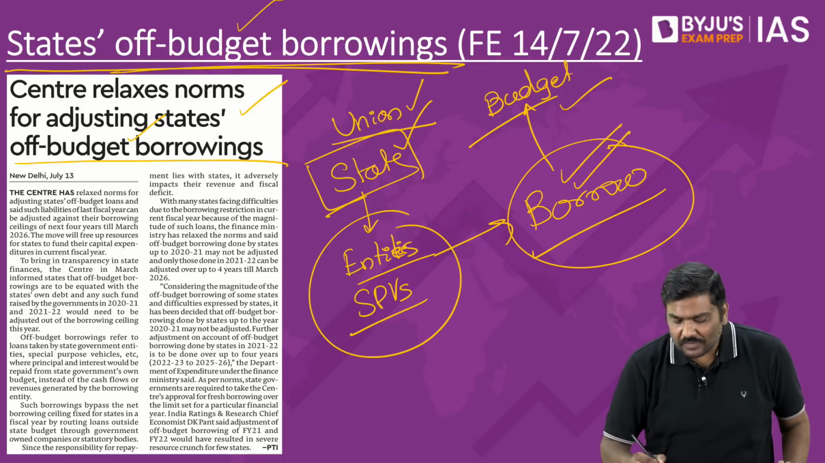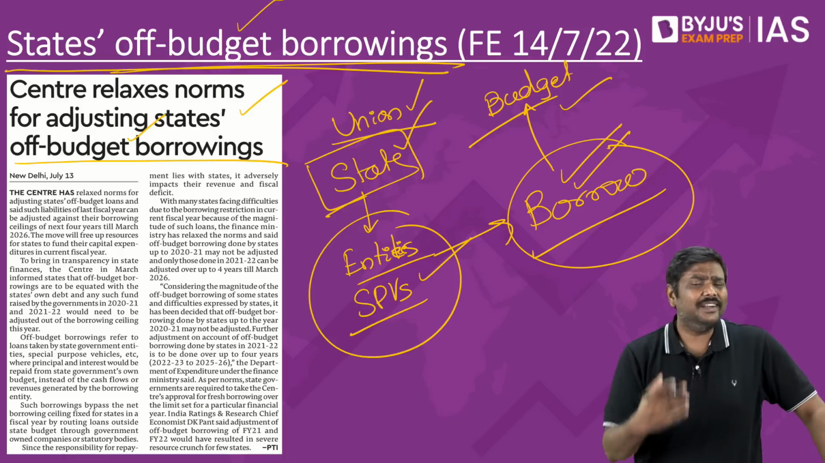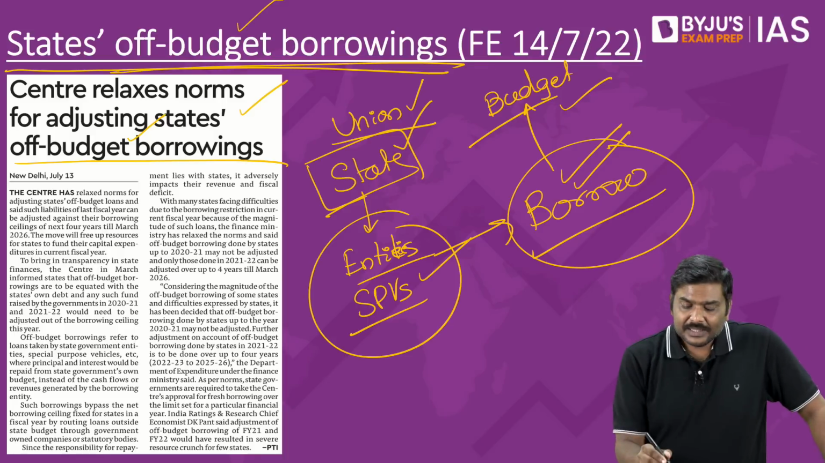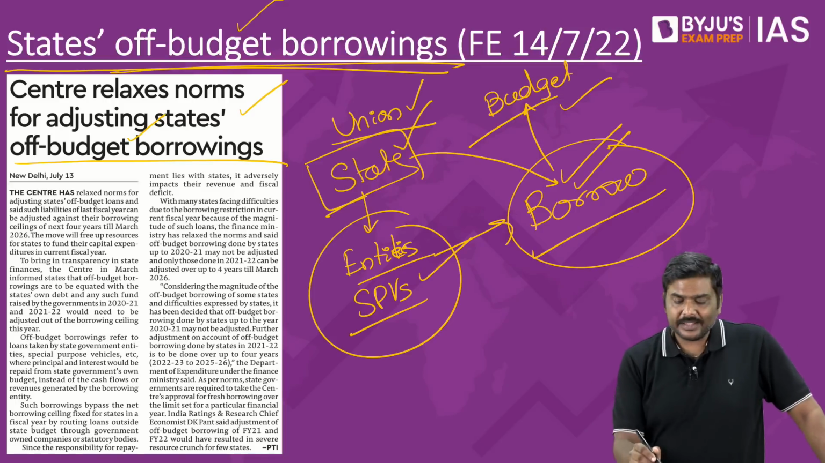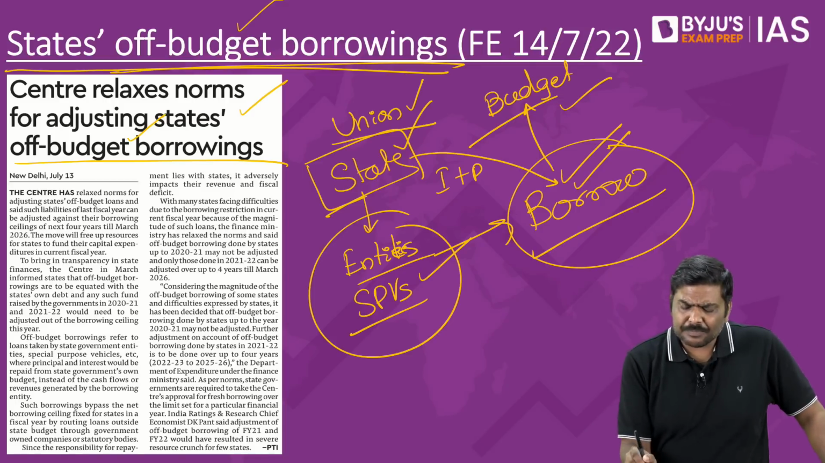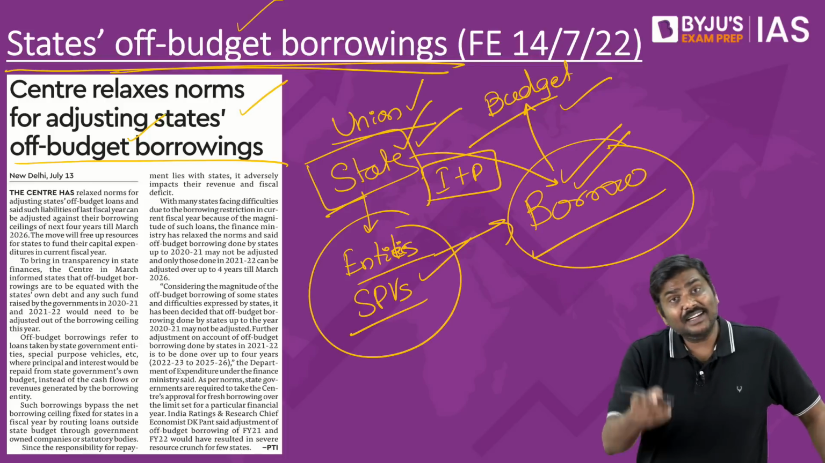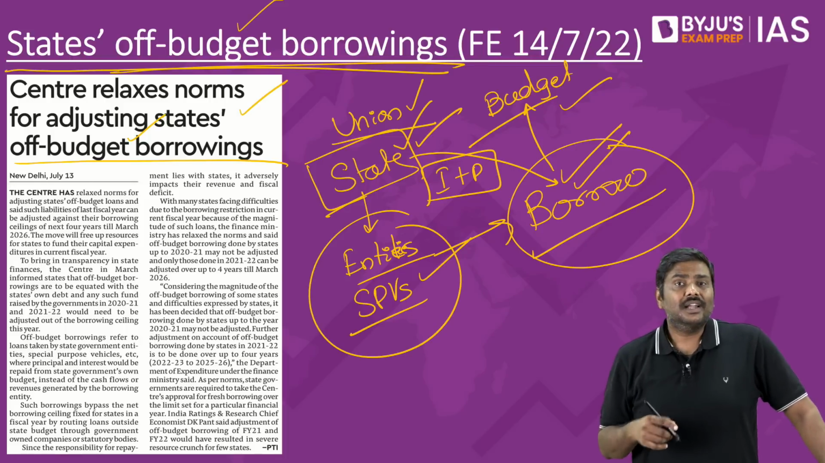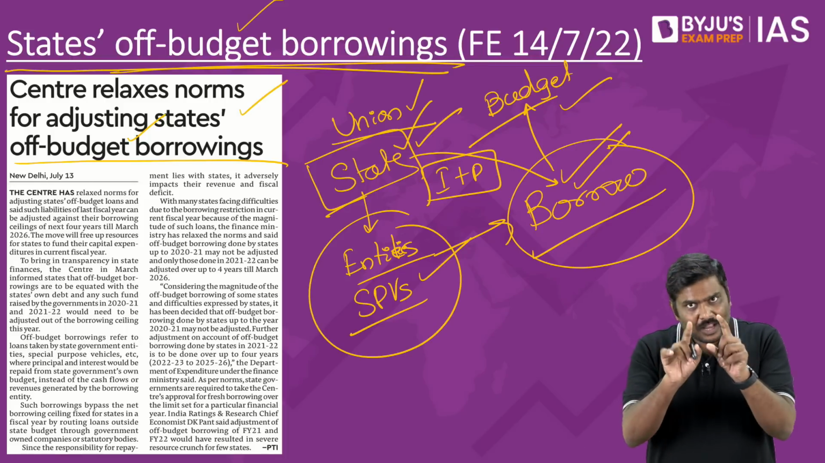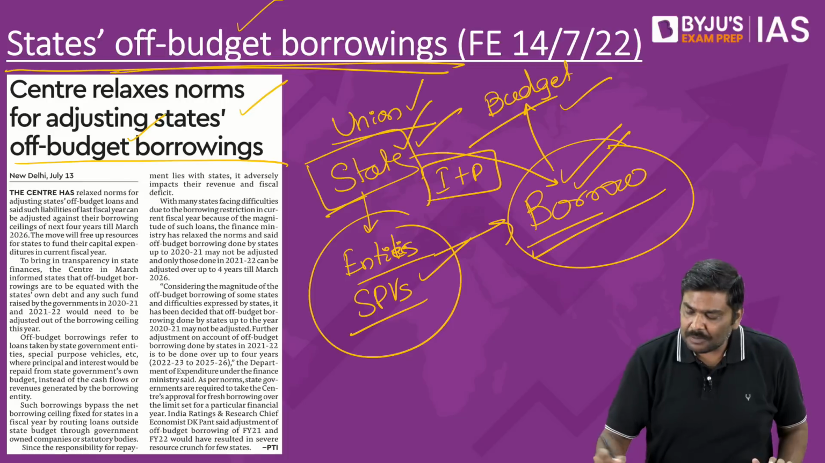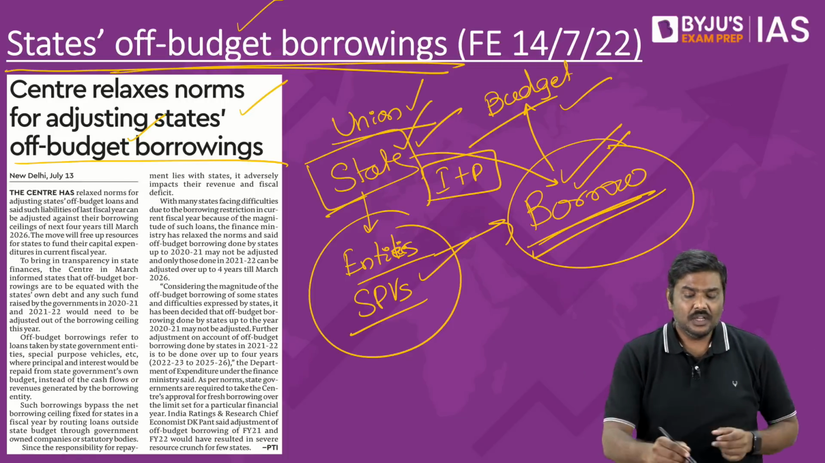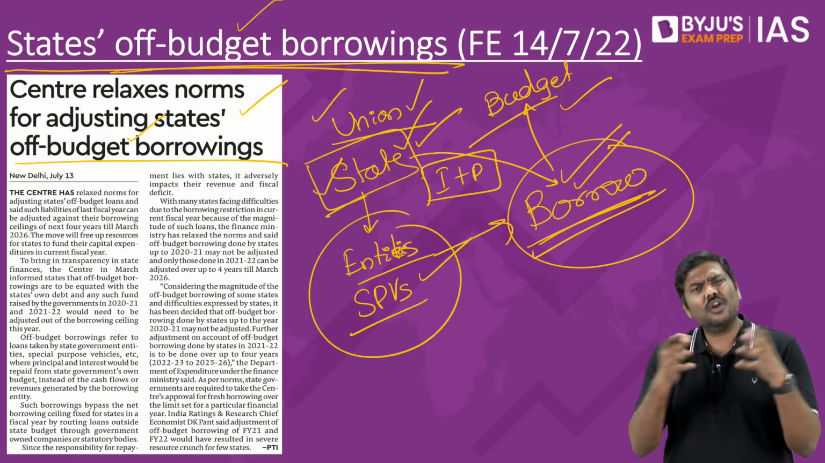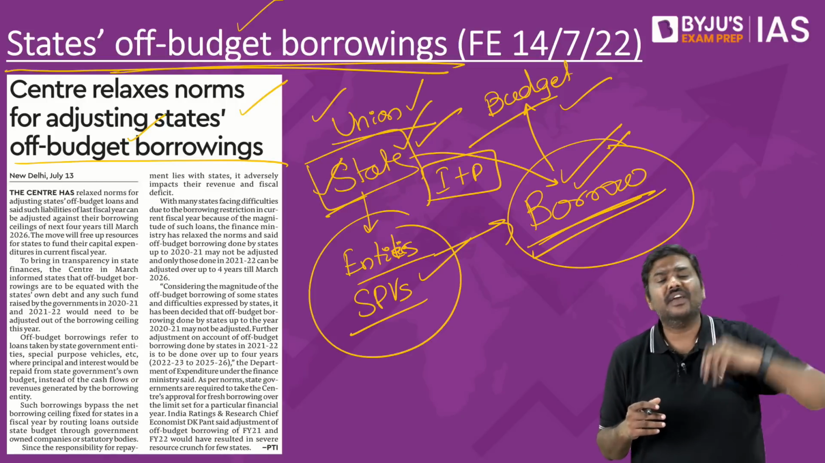Now, although the borrowing is done by the state government owned entities or the SPVs, the payment is guaranteed by the state government. Remember this. Either interest or the principal amount, the payment is guaranteed by the state government. Whenever the borrowings are done like this, the overall debt or liabilities of the state or the union government will be very, very high.